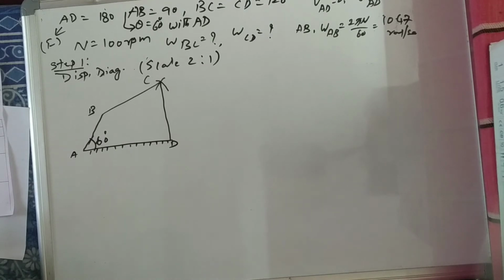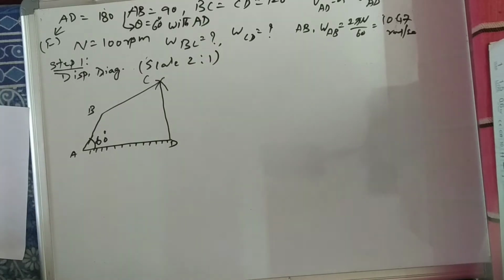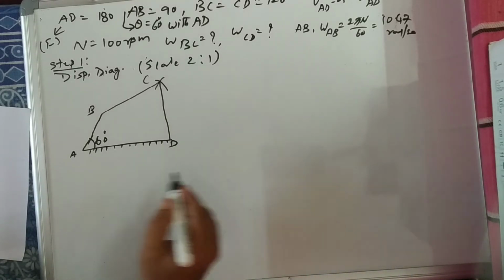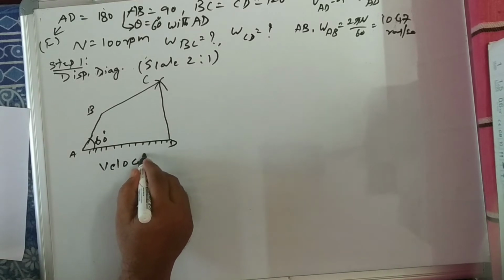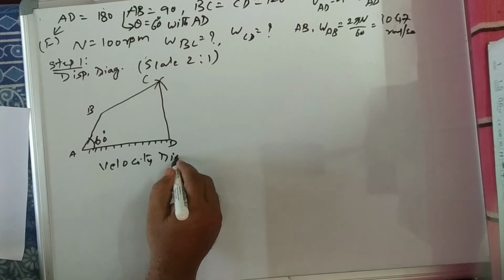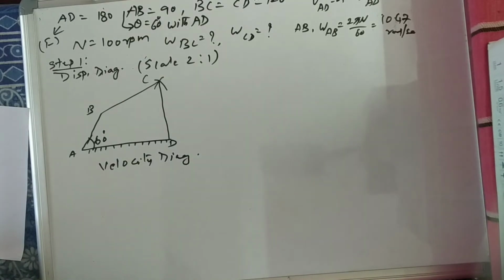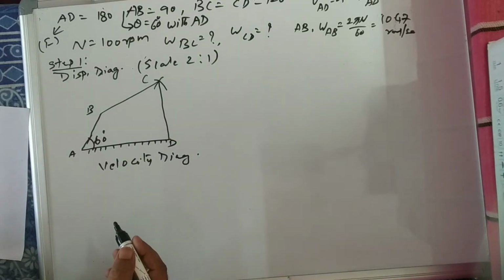10.47 radians per second. That is the angular velocity of the link AB. So after finding the angular velocity of the link AB, we know that whenever we try to draw the velocity diagram, we will start wherever the known quantities are there.